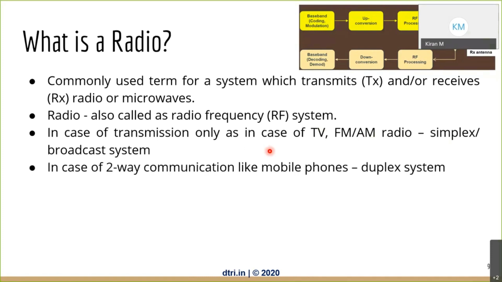Now, if you look at a two-way communication system, for example, mobile phones, could be some radars also, these are all duplex systems. That means it's a two-way communication. You can also transmit and you can also receive.